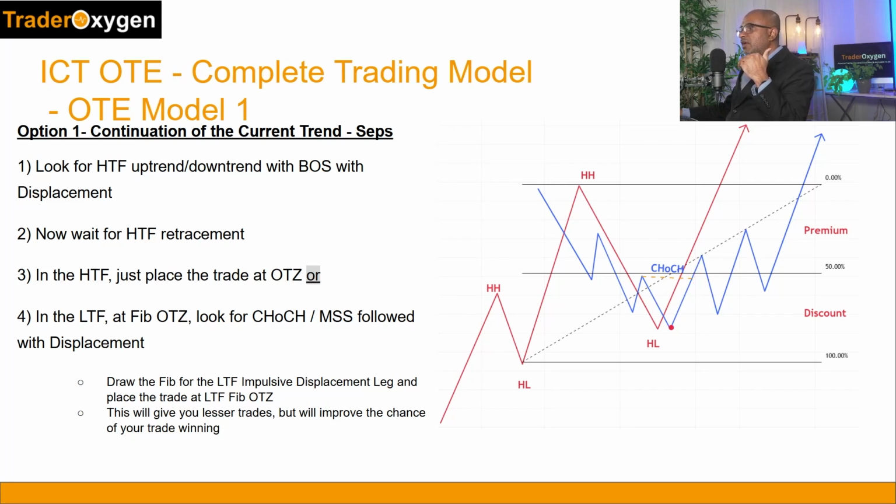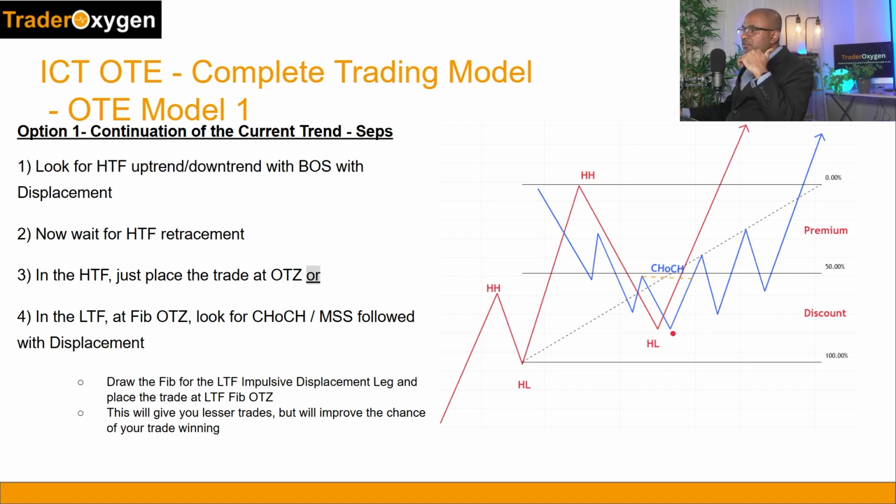or if not, into this impulsive price leg in the lower time frame, you can draw a fib from this swing low to this swing high in the lower time frame, and in the lower time frame dealing range, you can wait for the price to retrace into the lower time frame optimal trading zone, and there you can place a buy limit order and enter into the trade.